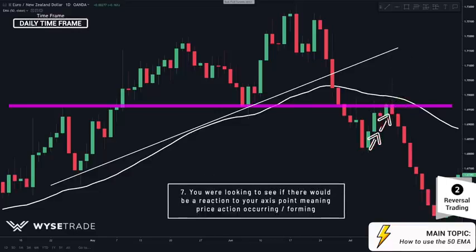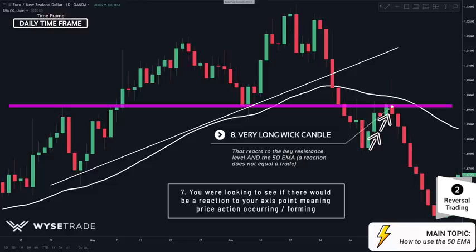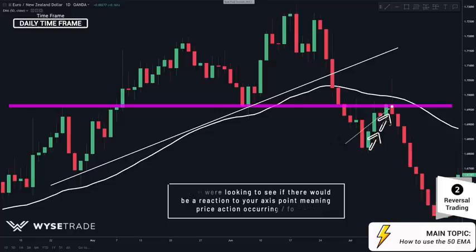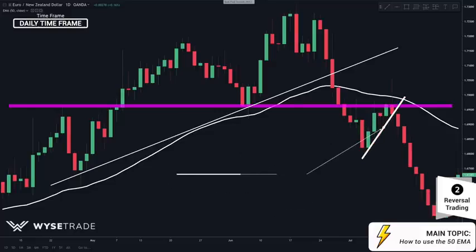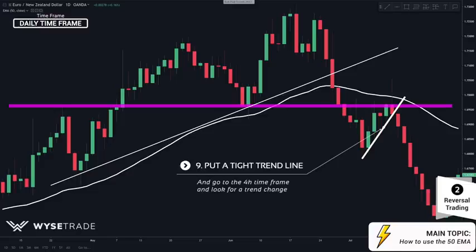Now, as price came up to this axis point, you had a picture-perfect, very long wick candle that reacted to both the key resistance level and the 50 EMA. But again, a reaction does not equal a trade short. So what we do is we put a tight trend line in and go down to the 4-hour time frame.